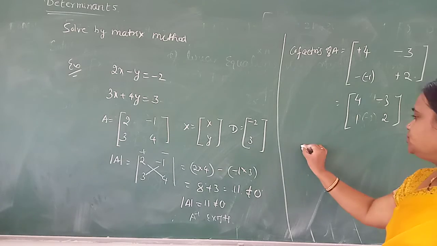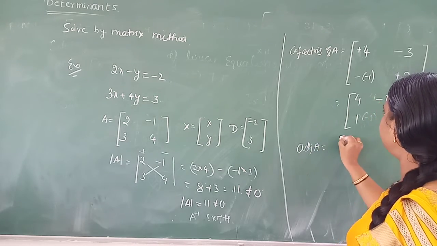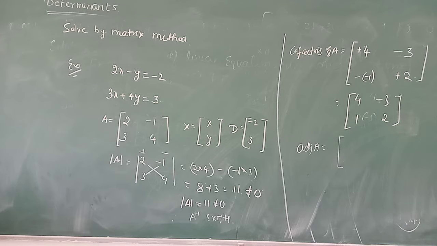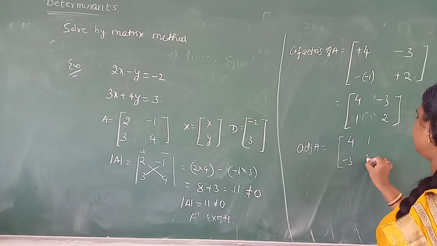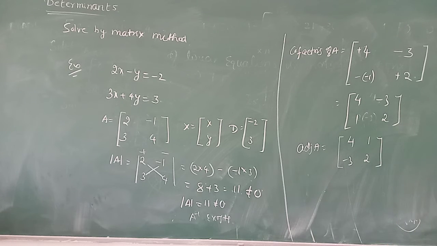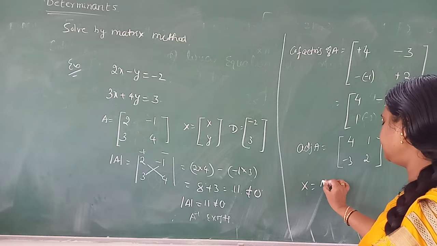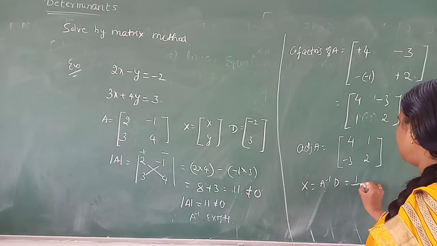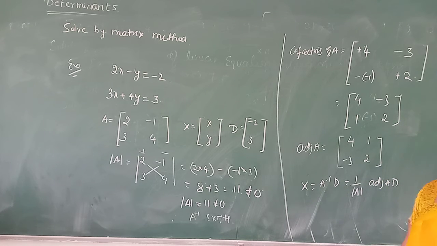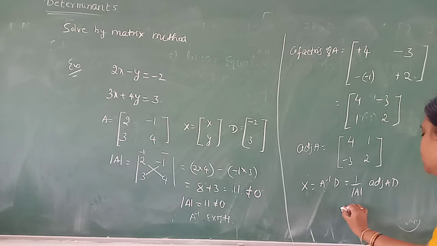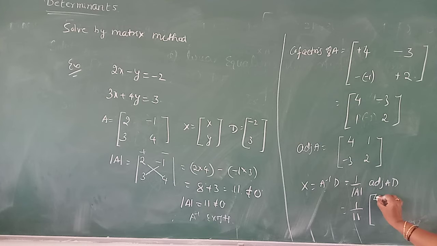Next, we have to calculate adjoint A. Adjoint A is nothing but the transpose of the cofactors. 4, minus 3, row becomes column. This is adjoint A. Next, we know that x is A inverse D, nothing but 1 divided by determinant A, adjoint A into D. That is 1 divided by 11, adjoint A is 4, 1, minus 3, 2, into D. What is our D? Minus 2.